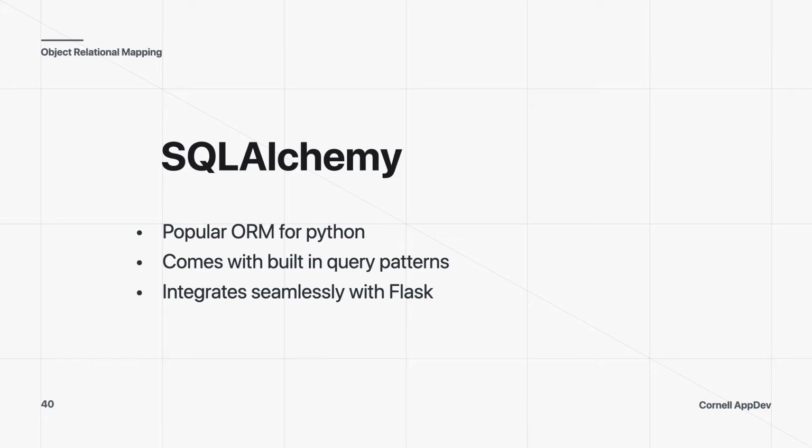What we're going to be using in this course is SQLAlchemy. So in our starter code and in our assignment code too, and the requirements.txt, it should have SQLAlchemy there. So remember to upgrade your virtual environment so that you have this package. This is a really popular ORM for Python, and it comes with a lot of query patterns that you can use. It can help you define relationships and all that, and it integrates really well with Flask.